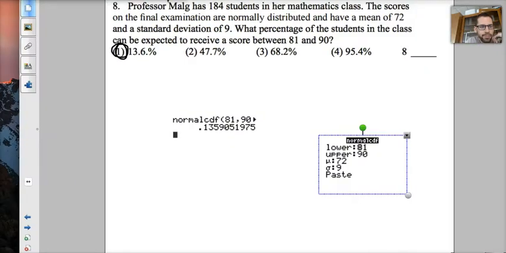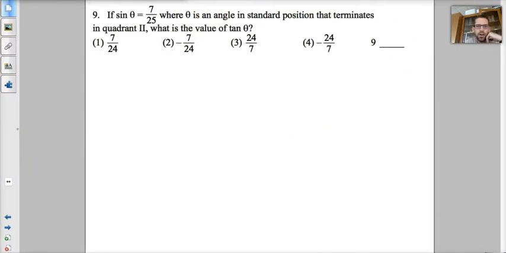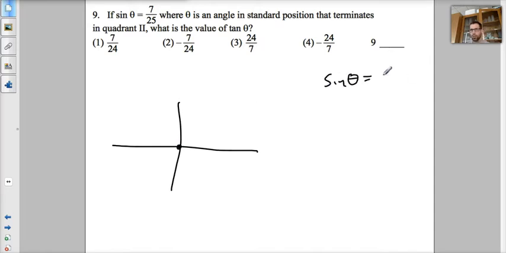All right, on to the next one, number 9. So here it says if sine of theta is equal to this, where theta is an angle in standard position that terminates in quadrant 2, what's the value of tangent of theta? So I'm just imagining, I know that sine of theta equals SOH. Sine is opposite over hypotenuse. I know I'm in quadrant 2. There's my right triangle. So sine is equal to opposite, so this is going to be 7. And hypotenuse is going to be 25.